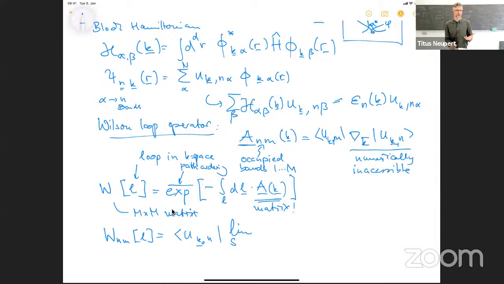Let's say, because you need to choose a smooth gauge to make sense of that. If you want to do this with finite differences and you don't have the same smooth gauge everywhere, there's no real meaningful way of deducing this.